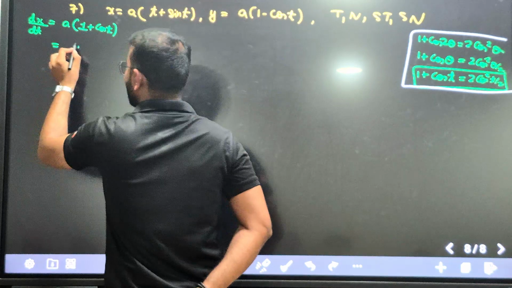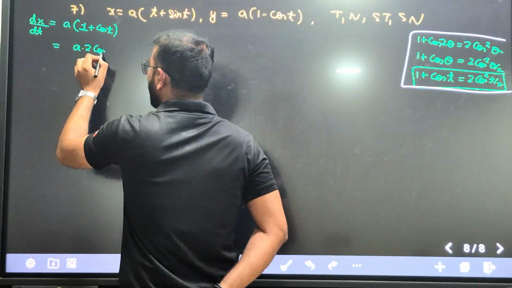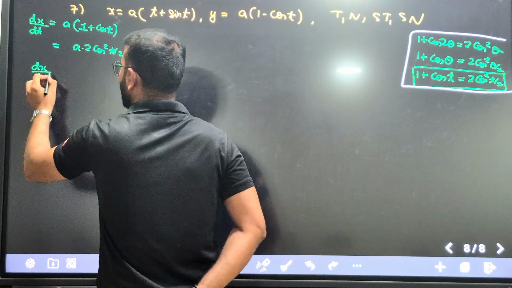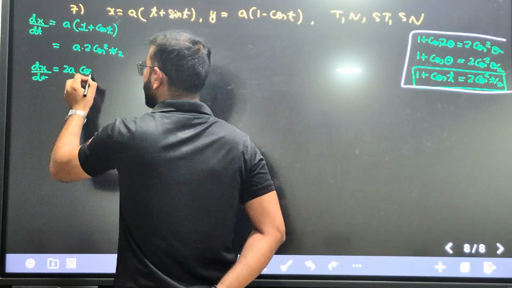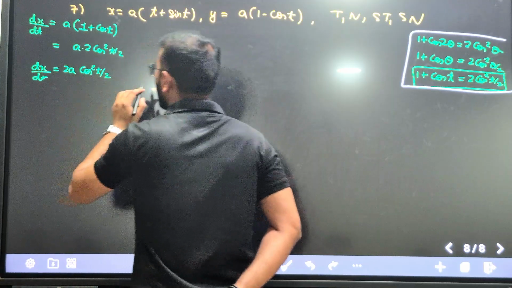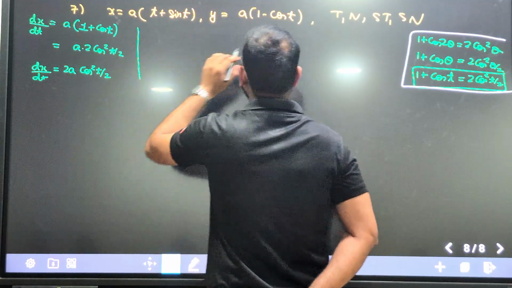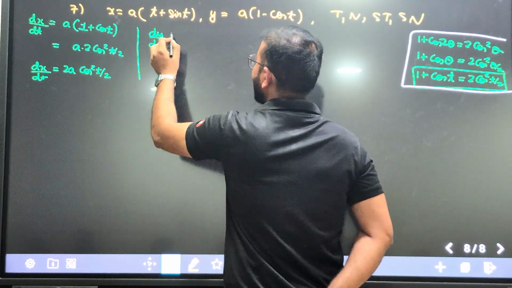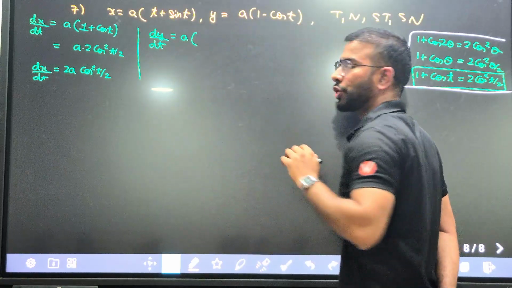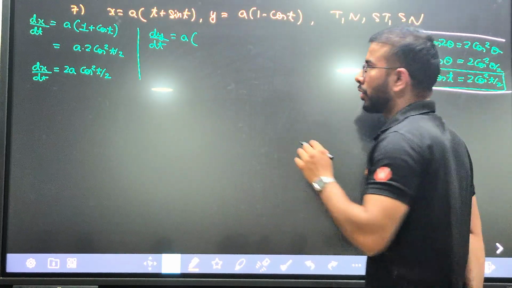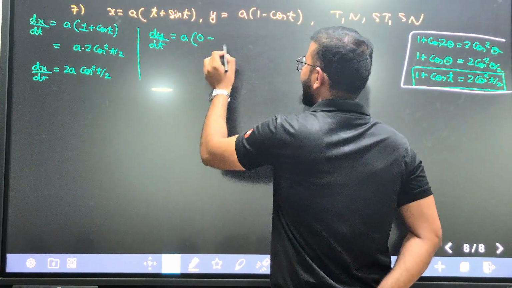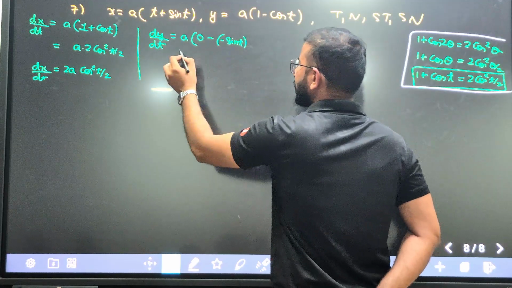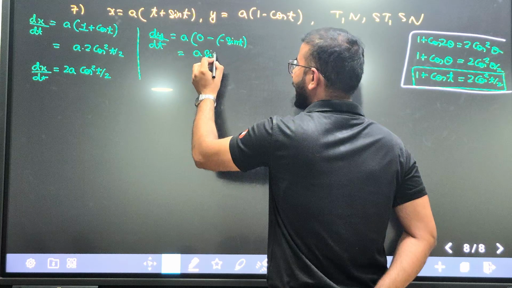So what we will get is a into 2 cos square t by 2. So what is dx by dt coming out to be? 2a cos square t by 2. Okay, this part is done. Now we'll calculate dy by dt. dy by dt would be a as it is. What is differentiation of 1? 0, right? Minus of cos t differentiation would be minus sin t, which will become a sin t.